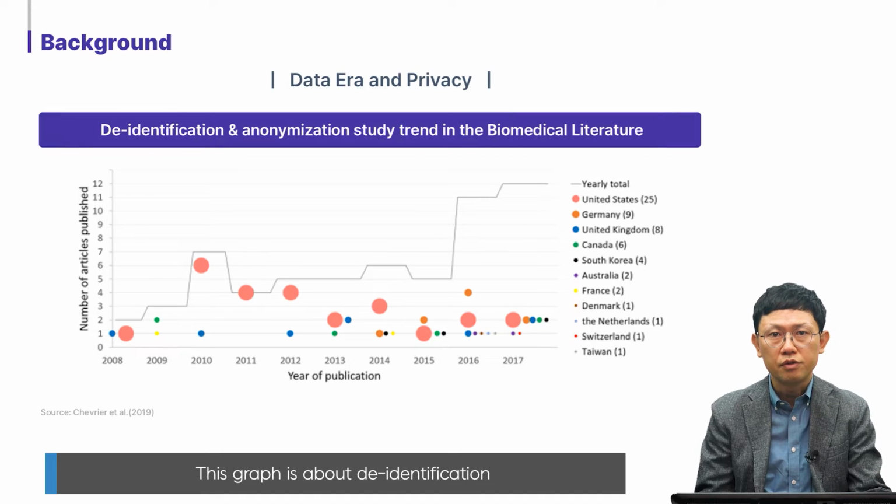This graph is about the identification and anonymization study trend in the biomedical literature. It can be seen that after a slight increase overall, it has risen sharply since 2016.